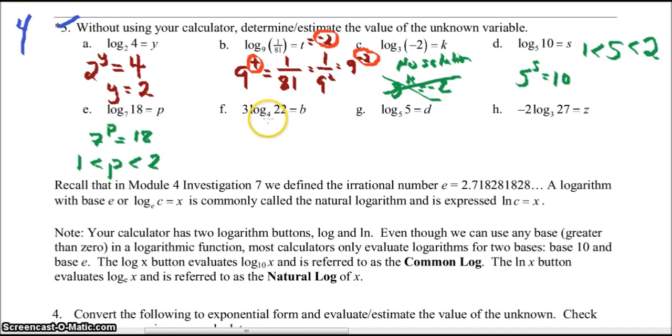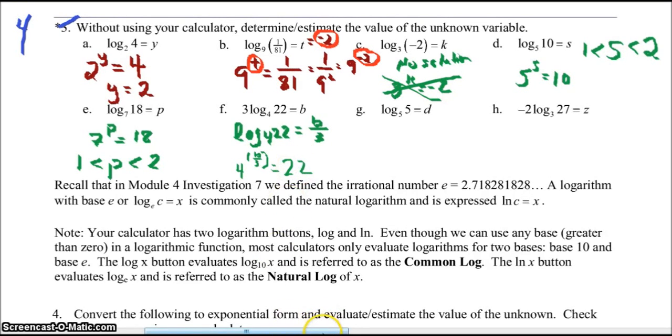Let's see, 3 times log base 4 of 22 equals b. Well, let's think about it like this. Log base 4 of 22 is equal to 1/3 of b. And so, I know that 4 raised to b over 3 equals 22.